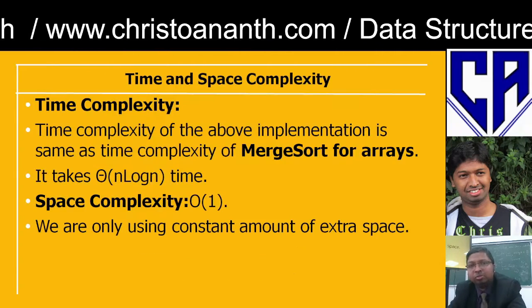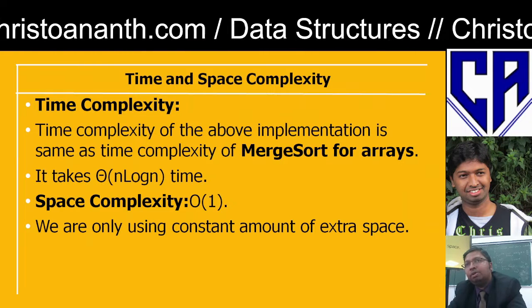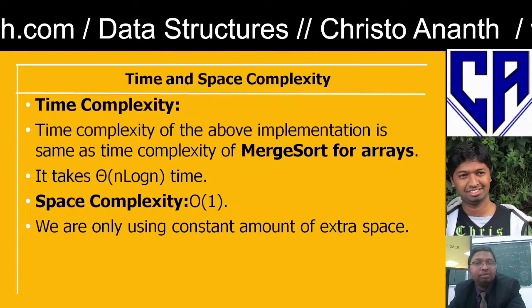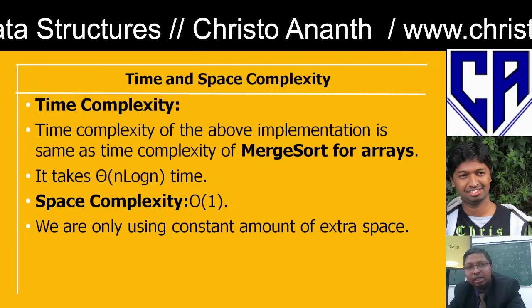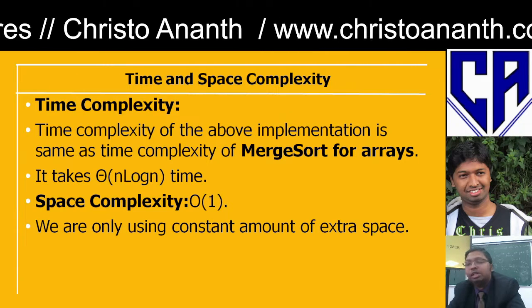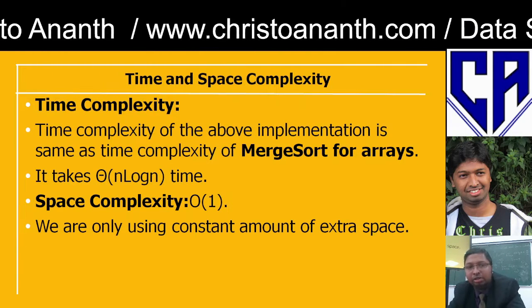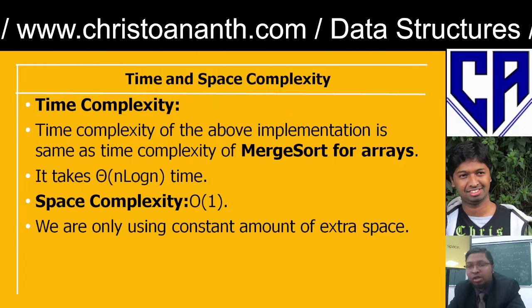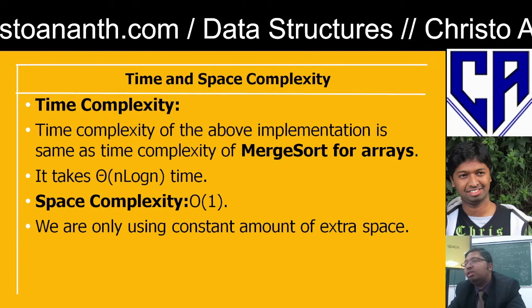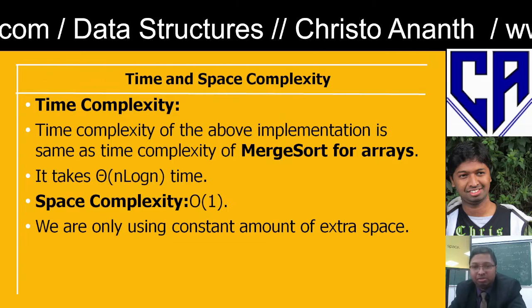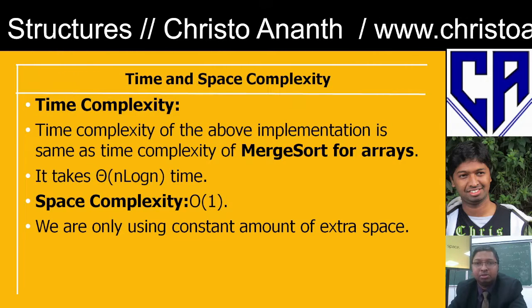So for this also we will have time and space complexity. For example, in the case of selection sort we have order of n square, but here in the case of merge sort it is order of n log n. Okay, and the space complexity is maximum order of 1. Here we are not using any extra space, just a constant amount.